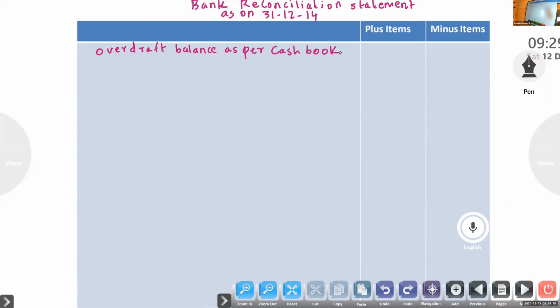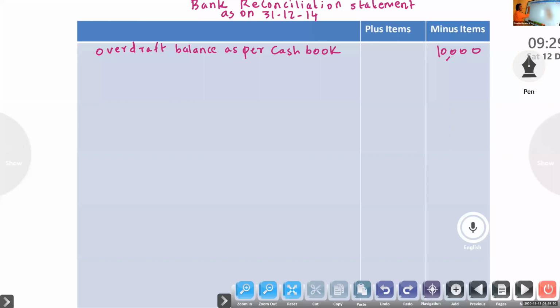If it is a deposit balance, we write it in the plus item column. If it is overdraft, you have to write it in the minus column. That is the only difference, the rest is the same. Okay, overdraft balance, minus item.